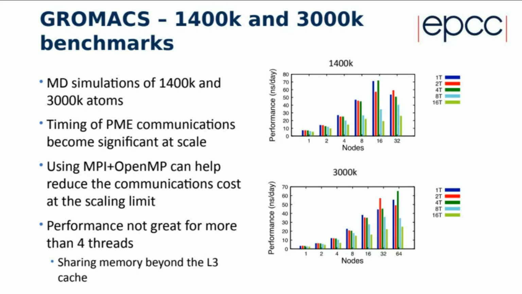But the performance is not good for more than 4 threads. This represents the size of the L3 cache in ARCHER2. Going beyond 4 threads, you start to have threads going beyond the L3 cache, so it starts to hamper the performance. And it's typical for classical MD calculations, which aren't that memory intensive.